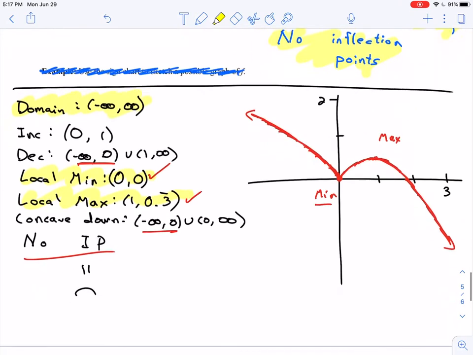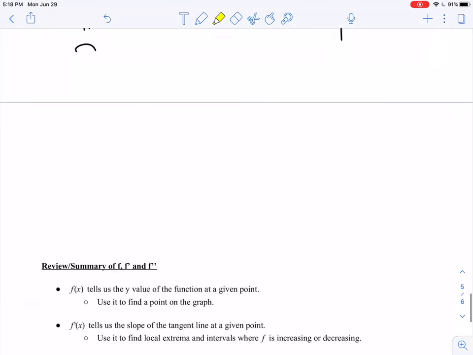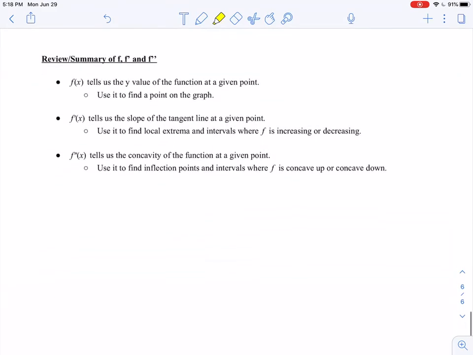Last thing I'm going to talk about here, I was going to save this for another video, but I want to just mention this here, is that we've now talked about the original function, the derivative, and the second derivative, and it can be difficult to keep all of those three things straight in your head as you're working through problems. Remember that f of x tells you the y value of the function at a given point. So we use this to find the point on our graph. If we want to plot a point on our graph, take the x value, plug it into the original function.